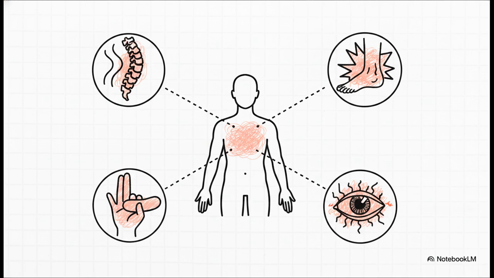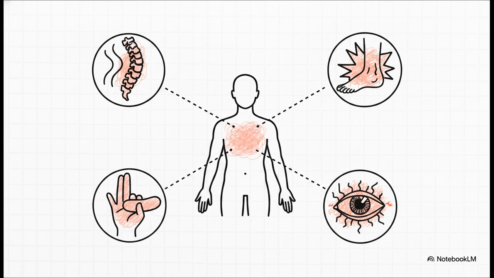We already mentioned inflammatory back pain, which ironically improves with exercise. But look at these other key manifestations. We have enthesitis, which frequently presents as severe, agonizing heel pain, kind of like Achilles tendonitis, making that very first morning step absolutely unbearable. Then there's dactylitis, where entire fingers or toes swell up uniformly. This is often colloquially called sausage digits.